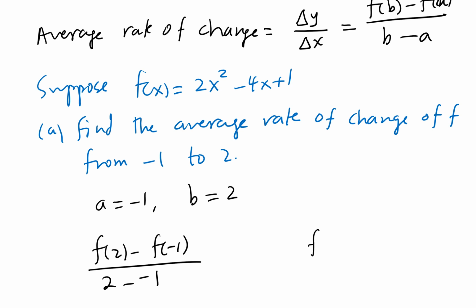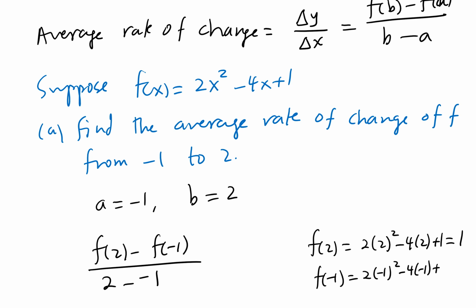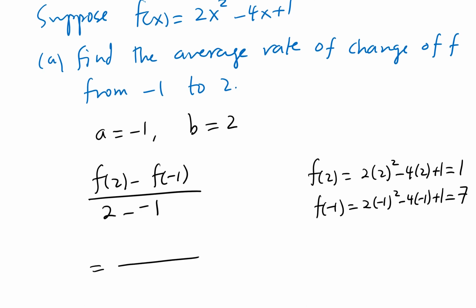What is f of 2? We can find it on the side. Substitute 2 in the function: 2 squared minus 4 times 2 plus 1. That gives me 1. And f of -1 is 2 times (-1) squared minus 4 times -1 plus 1. It's 7. So that is 1 minus 7 over 2 plus 1, which is -6 over 3, -2. That's the average rate of change.